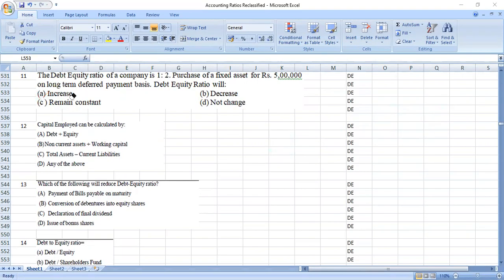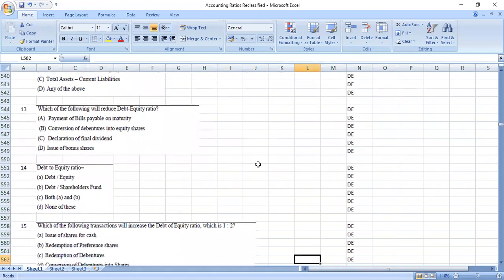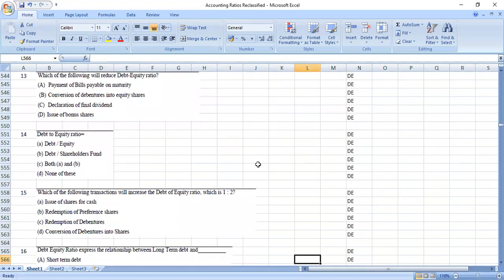All right, 12th question. Capital employed can be calculated by debt plus equity. That's it, debt plus equity. 13th question. Which of the following will reduce debt equity ratio? Payment of bills payable on maturity. Bills payable is a current liability. When you pay current liability, it does not affect debt equity ratio in any way whatsoever. So A is wrong.